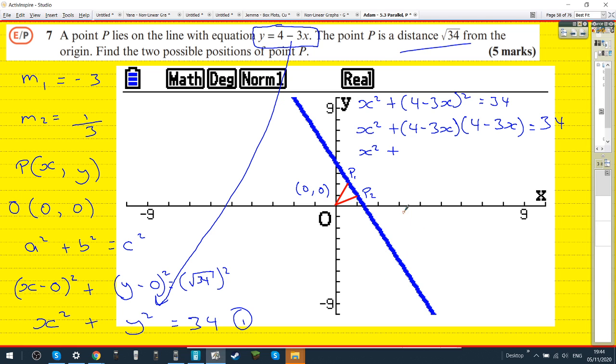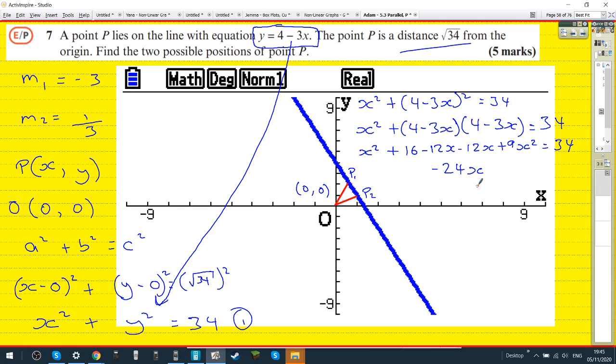So I got 16 minus 12x minus 12x minus 9x squared. And then, hang on, what's a minus times a minus? Oh yeah, they're just 9 plus 9x squared. And then you simplify minus 12x and minus 12x, which gives you minus 24x. So it'd be 9x squared minus 24x plus 16, which equals 34.